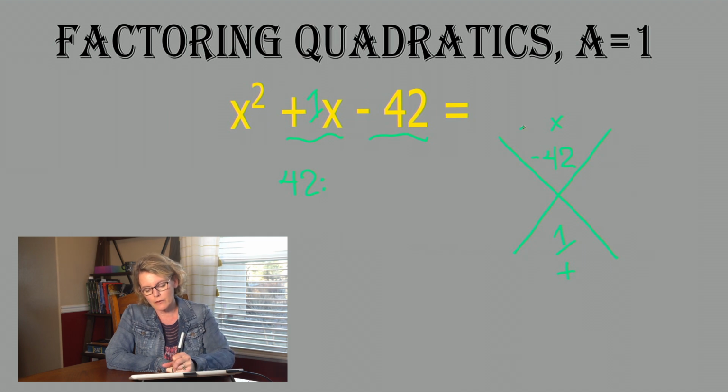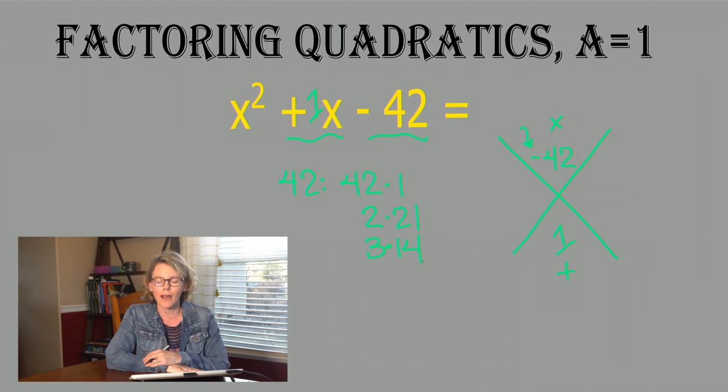Because we have a negative sign in front, we know that one of the factors is going to be positive and one's going to be negative. But let's just go through those factors and then we'll use that information to figure out what adds up to 1. So we all definitely know that we have 42 times 1. We have 2 times 21 here. We have 3 times 14, even though that's not one of my math facts, I can get that. Let's see, 4 doesn't work, 5, 6. 6 times 7, and that is it.